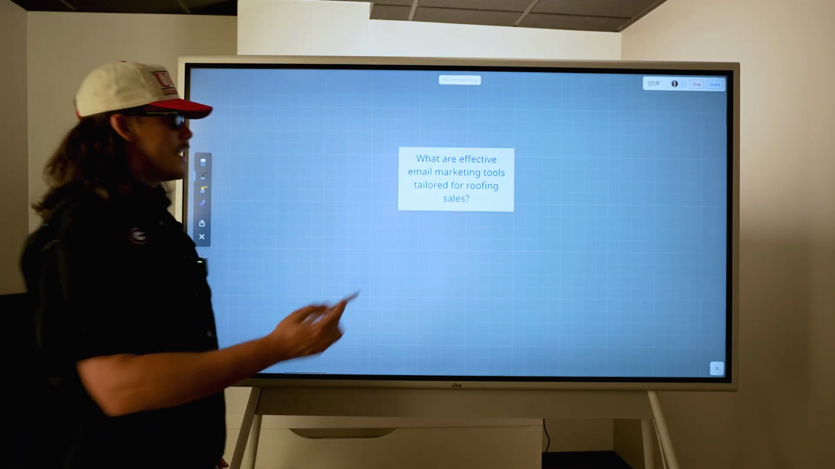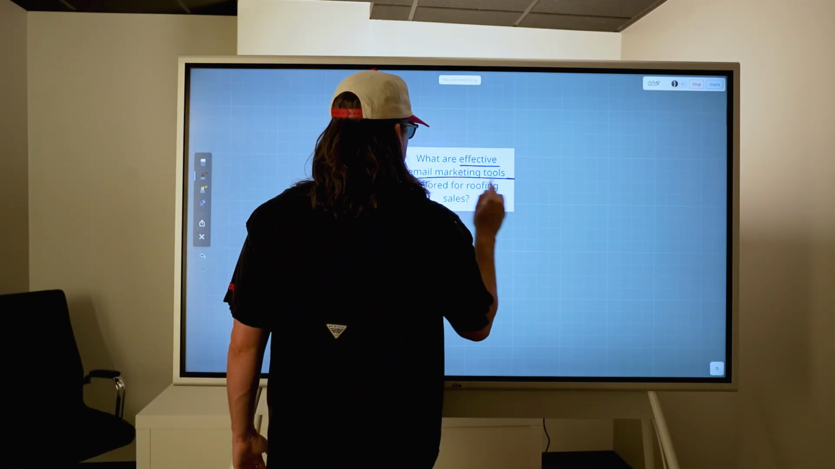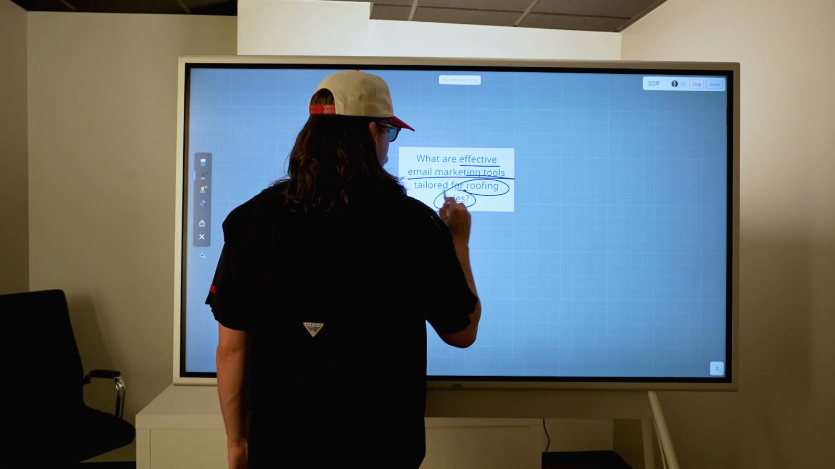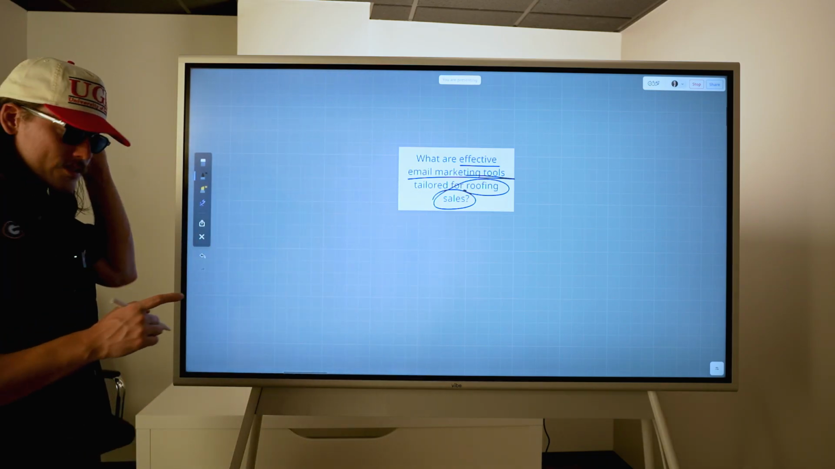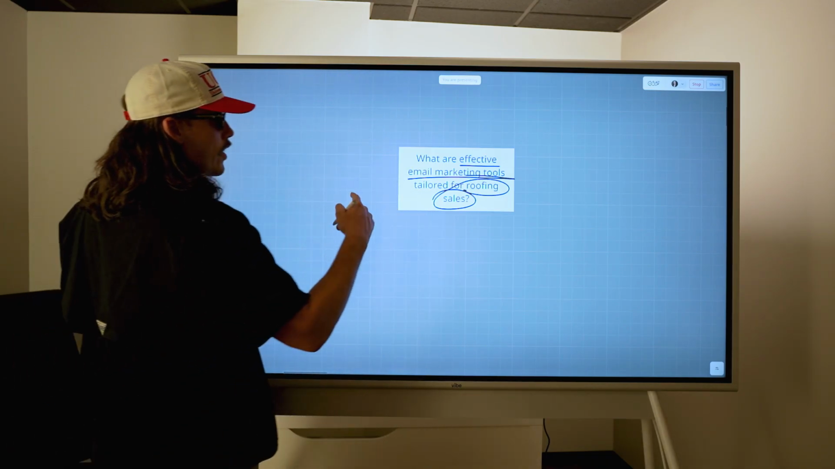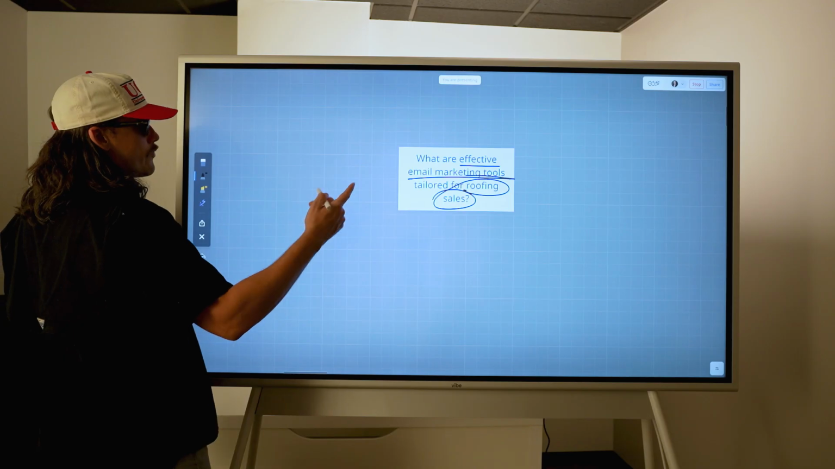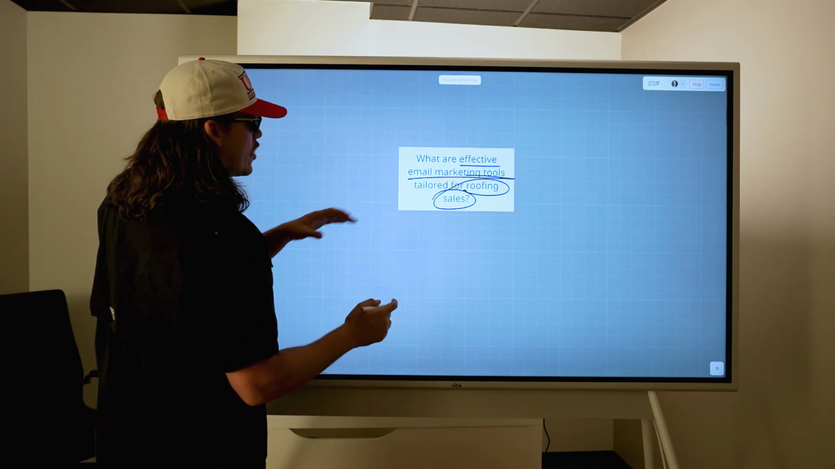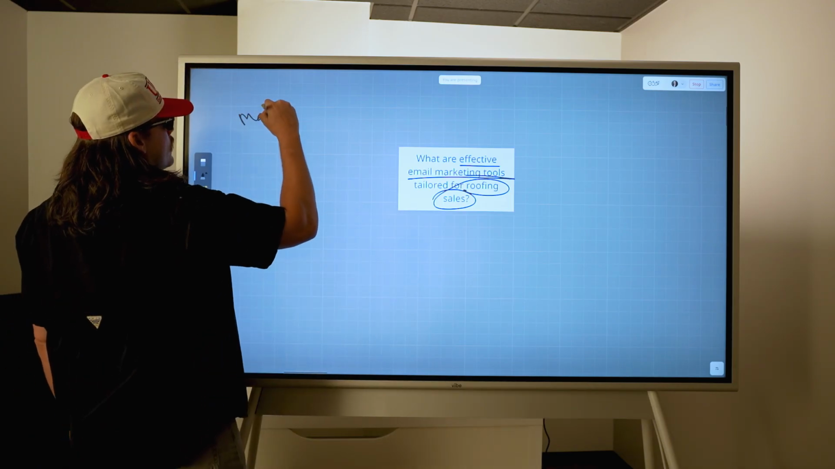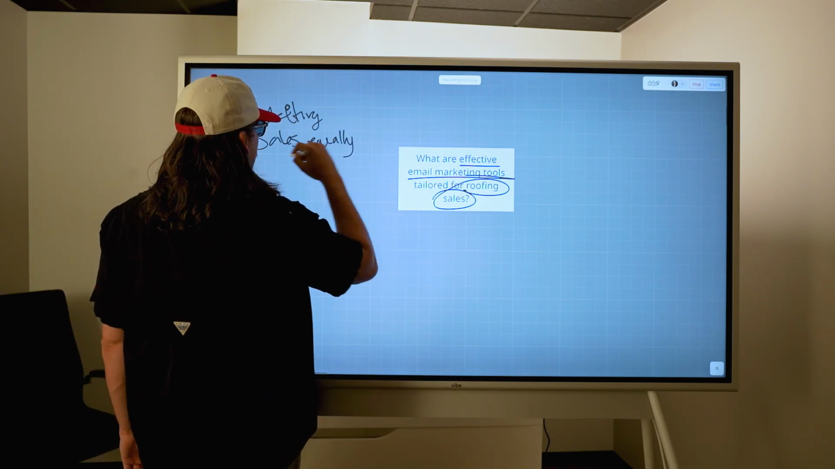All right, what we're going to look at today is effective email marketing tools that can be used for roofing sales. Now, I think it's important to delineate a few things here. When we're talking about email marketing tools for roofing sales, it's kind of a misnomer to be prioritizing marketing and sales equally at the same time.